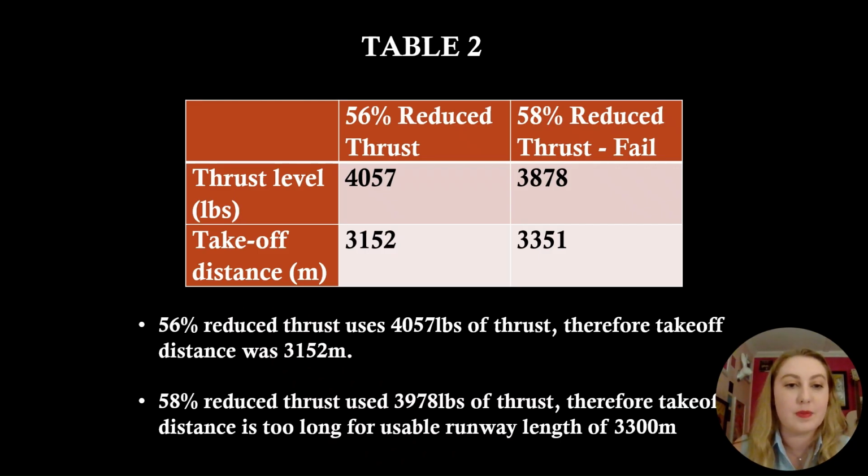However, the 58% reduced thrust utilised 3,978 pounds of thrust and was unable to take off in the available runway distance of 3,300 metres. This data can be seen here in Table 2.